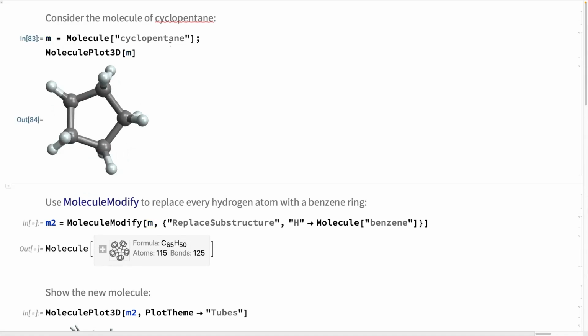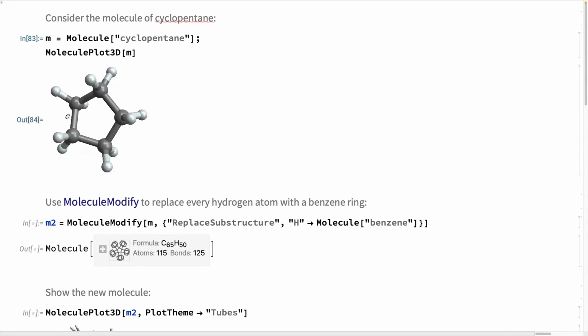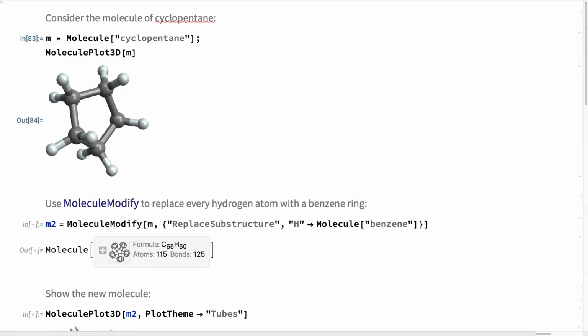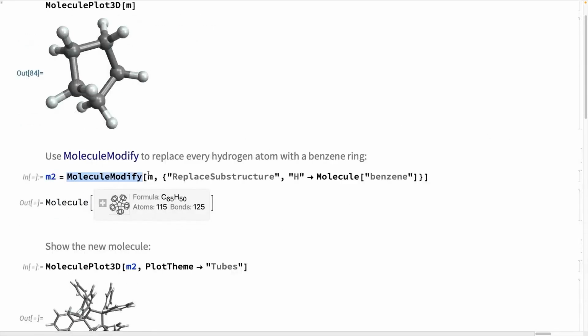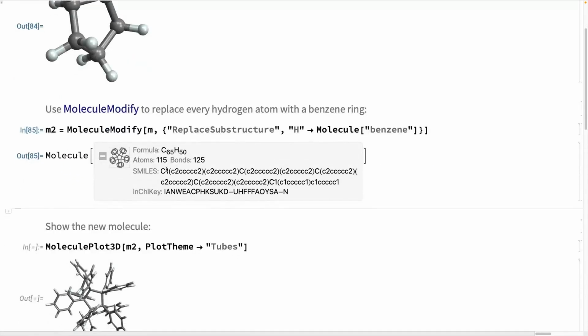So there's our cyclopentane. And what we can do is use a built-in function which can do any sort of things we want. So we could say, we're going to take our molecule M and we're going to do a substructure replacement, and we're going to replace all the hydrogens with a full benzene molecule. We're going crazy mode here. There's the new one. Each hydrogen has been replaced by a benzene.